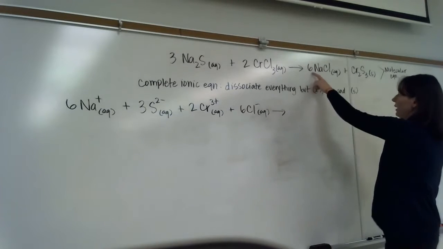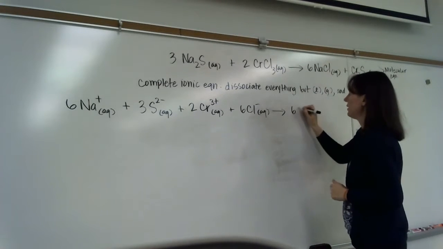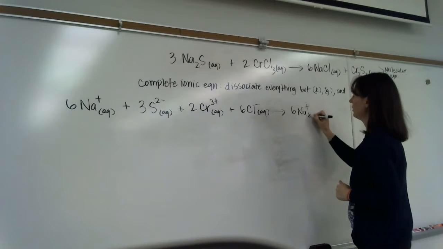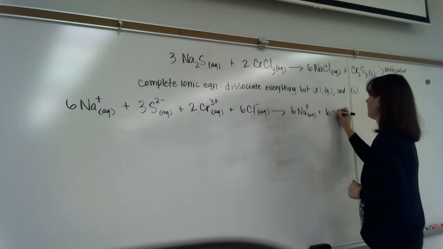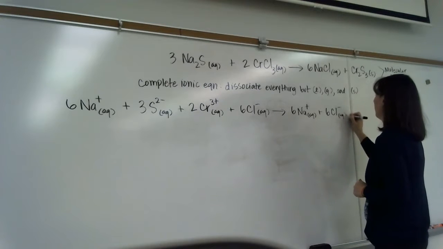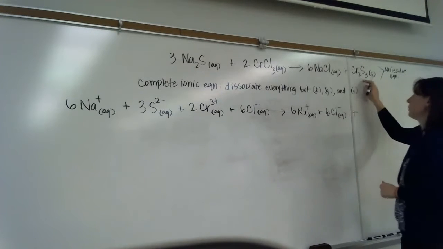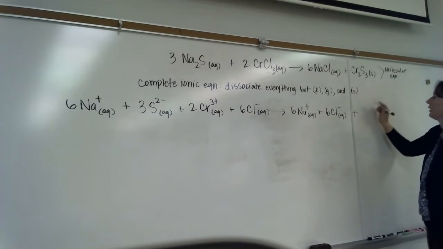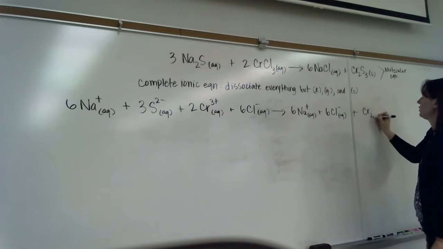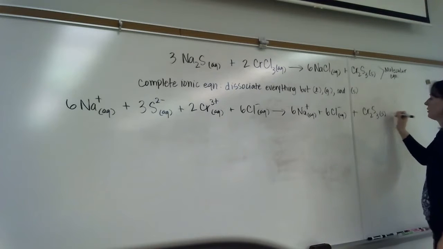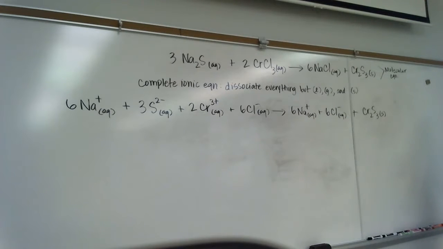Produces, now we're just going to carry this one through. 6 Na plus, 6 Cl minus, and then we're going to leave the precipitate alone. It's a solid, leave it alone. Cr2S3 solid. So that's the complete ionic equation, or total ionic, depending on which textbook you're looking at.